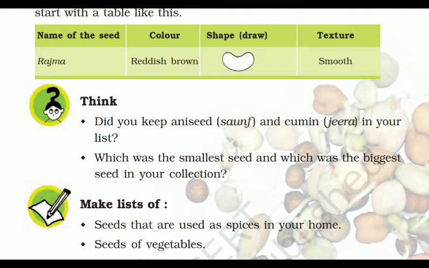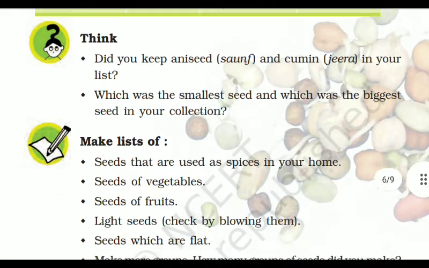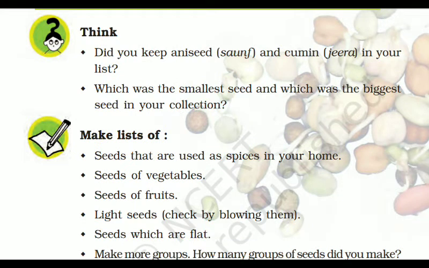So you should add seeds of soft and jeera, which are the smallest seed, and which are the biggest seed in your collection. So after collecting seeds for performing this activity, you have to find out which one is the smallest and which one is the biggest. For example, if you have mango seed in your collection, maybe mango seed can be the biggest seed in your collection.